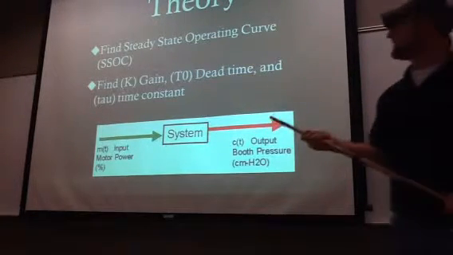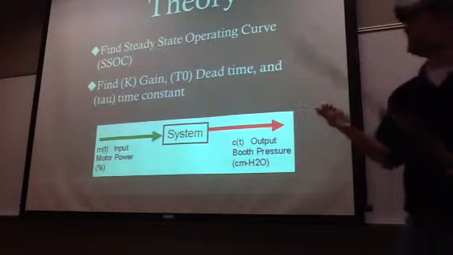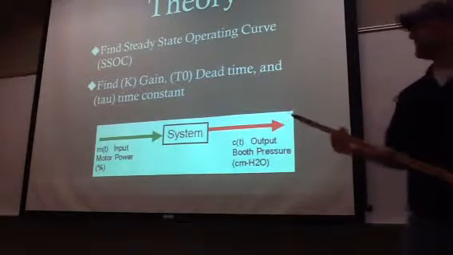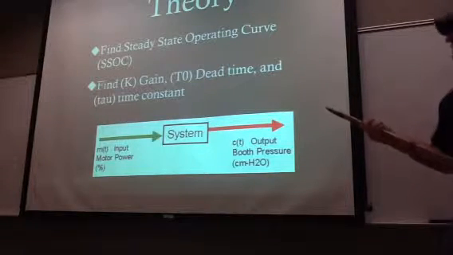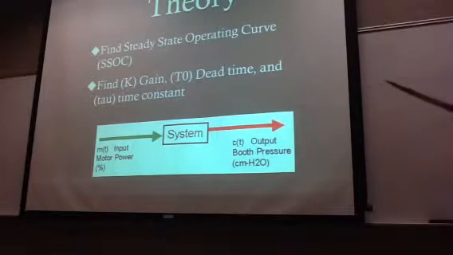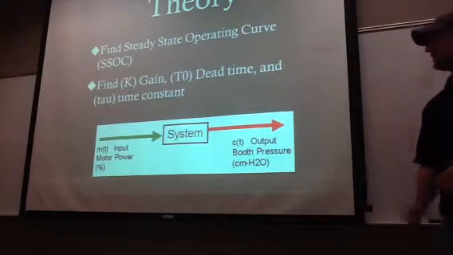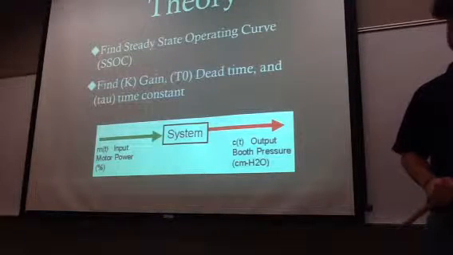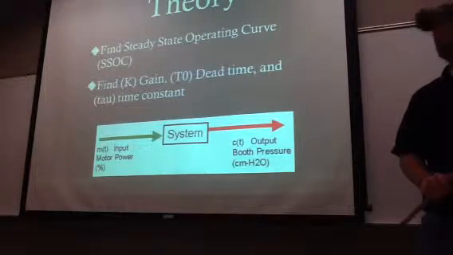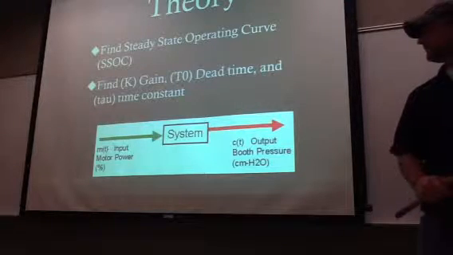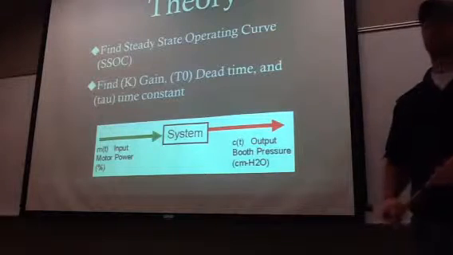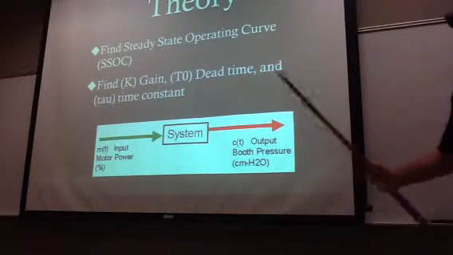The theory is to find the steady state operating curve, or the SSOC. And for the step response, it is to find the K value, which is gain, the T0, which is dead time, and tau for the time constant. As you can see, we have the simple system here. You put an input value through the Chem Lab website. You give a percent of power, and then it goes through the system downstairs on the first floor, and it gives you an output booth pressure.